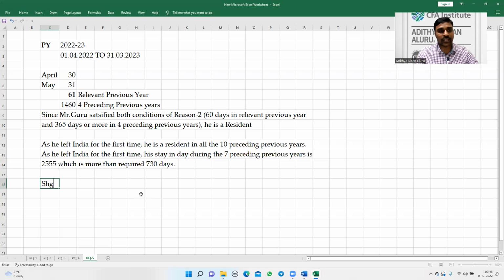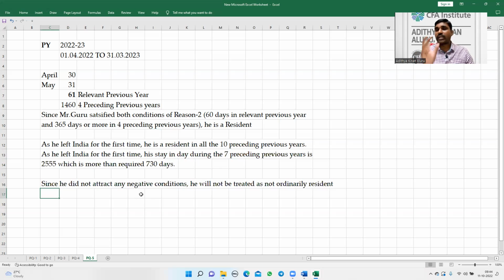Since he did not attract any negative condition, he will not be treated as not ordinarily resident.